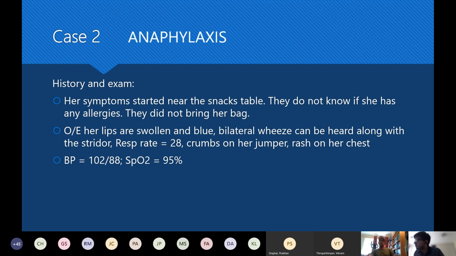The other things I've put on to guide you towards this case: her symptoms started near the snack table, as most symptoms do. They do not know if she has any allergies. They didn't bring her bag with her stuff. On examination, her lips are swollen and blue. You can hear a bilateral wheeze and you can hear stridor from the end of the bed. Her respiratory rate is 28. There's some crumbs on her jumper. There's a rash on her chest when you open her shirt. Her blood pressure is 102 over 88, SATs 95% on room air. What do you think this is?